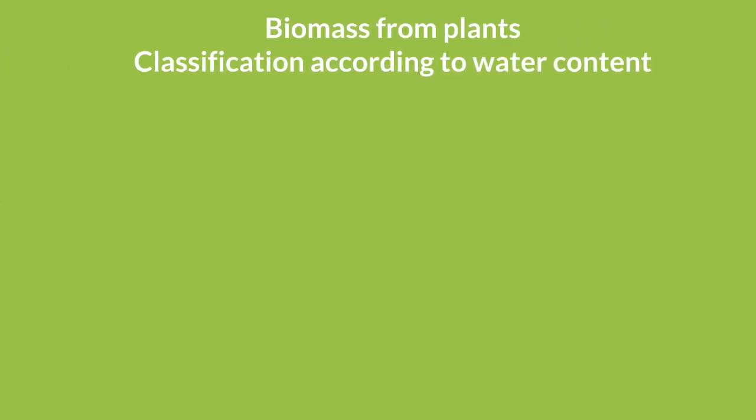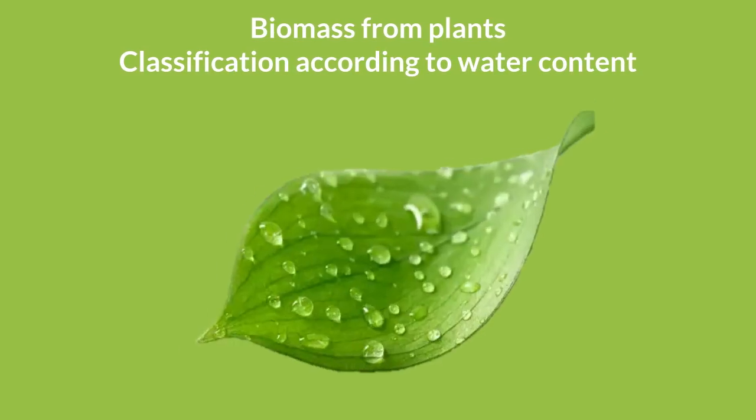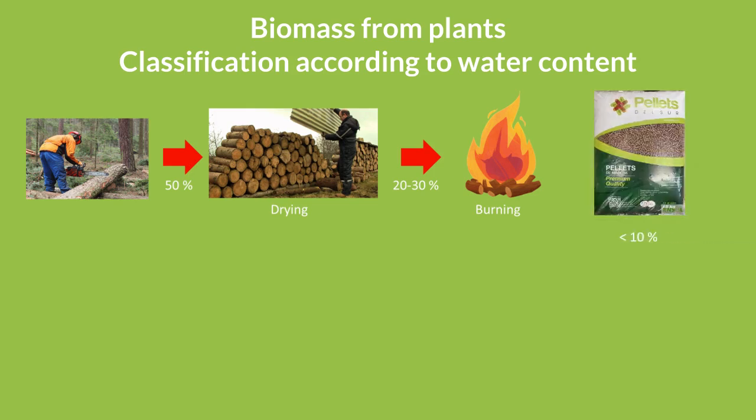Let's focus now on water content. Fresh plant tissue may have 90% or more moisture. Obviously, it cannot be used for burning. Wood logs, when cut, have about 50% water content. They must be dried before being burned. Wood pellets have a moisture content below 10%.